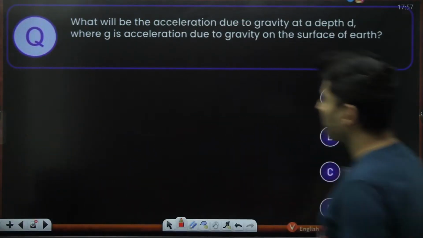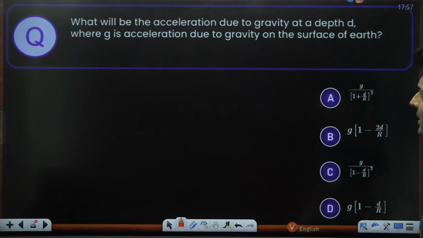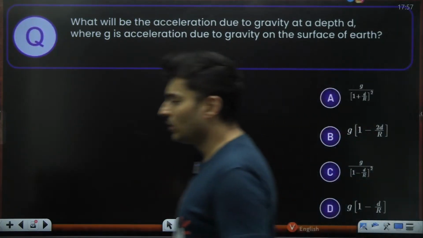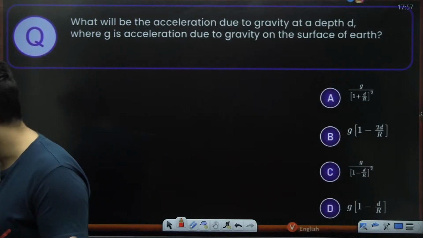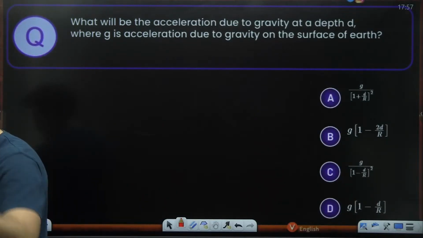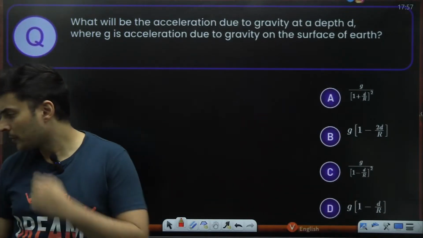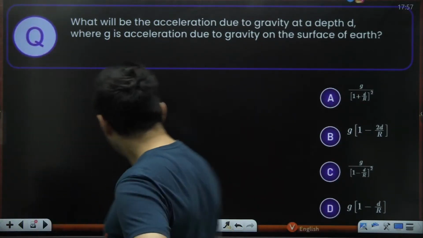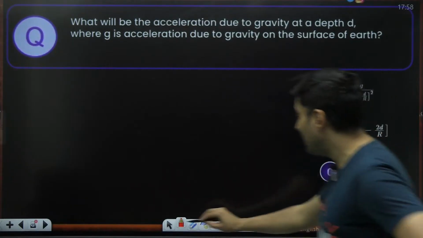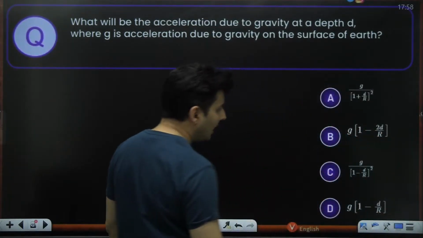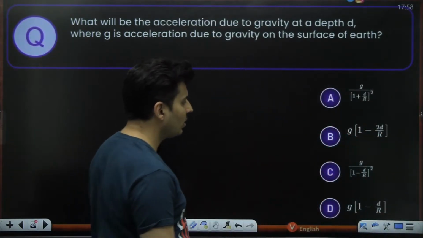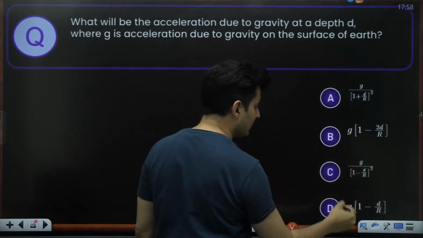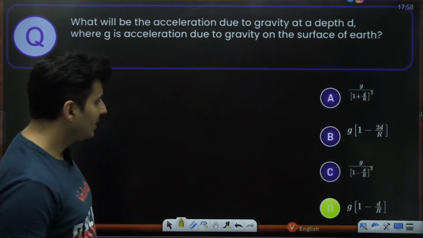Okay, next question. What is the acceleration due to gravity at depth d, where g is the acceleration due to gravity on the surface of the earth? Okay, direct question is asked on the formula. Come on, my dear students. What do you see? What do you do about this particular question? Come on, my dear students. Yes, gravity at depth d. The formula, I think looking at it only you will be able to guess. I don't think it is this, it is this. Yes, D should be the answer. Yes, it is.